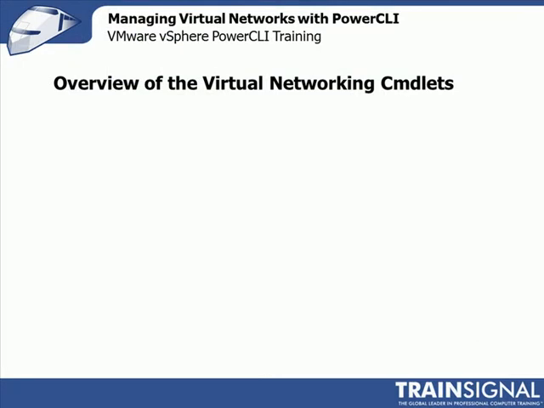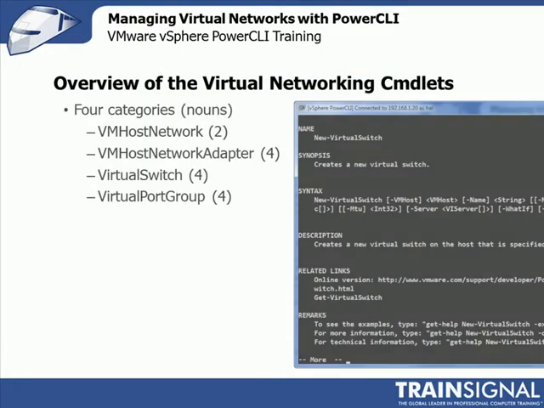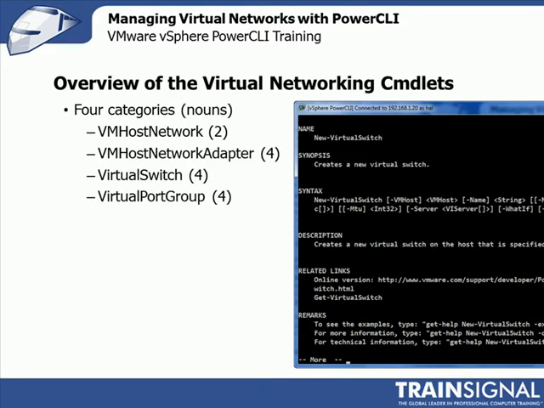Now we're going to be talking about the virtual networking cmdlets. There are 4 categories that we're going to be working with in this lesson. These correspond to the nouns in PowerCLI. Talking about the cmdlet, that's going to be the portion after the verb. For example, we've got 4, you can see on the screen: VMHostNetwork, which is made up of 2 different cmdlets; VMHostNetworkAdapter, there's 4 of those; VirtualSwitch, there's 4 of those; and VirtualPortGroup, there's 4 of those as well.